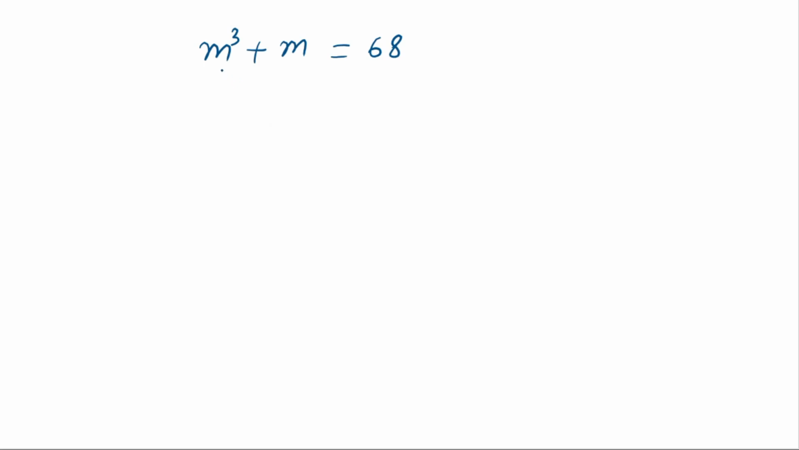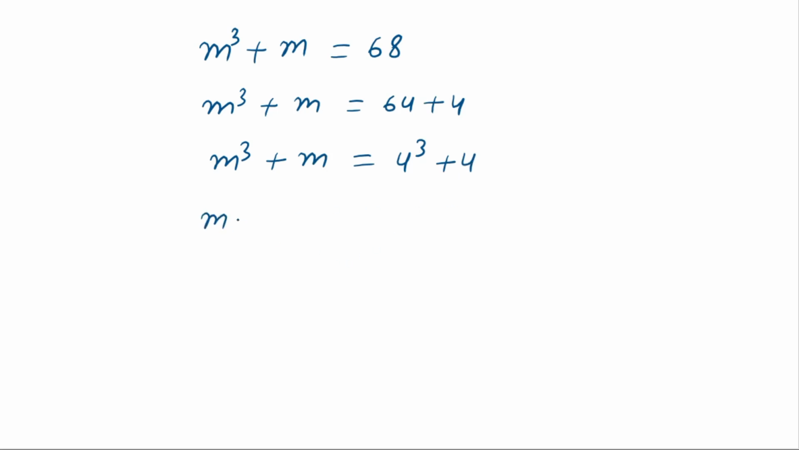Now look carefully: on the left-hand side, we have m^3 and here m. So if we write 68 as 64 + 4, then m^3 + m = 64 + 4, and 64 is 4^3. So m^3 + m = 4^3 + 4. Now if we take all the expressions to the same side, then m^3 - 4^3 + m - 4 = 0.